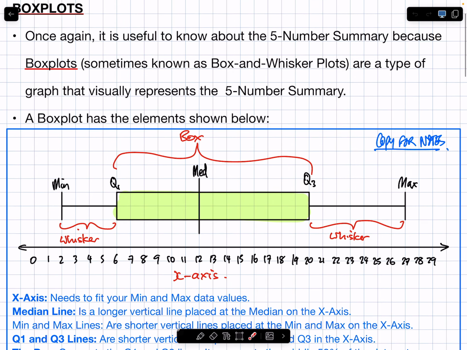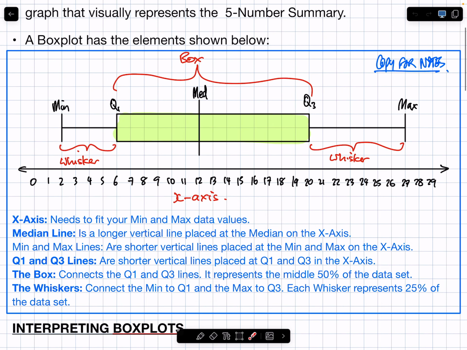Okay? A box plot has the elements below, so this is what you should copy for your notes. You just get the same idea of it. I don't need you to have the exact same scale. I just need you to show that there's a longer middle line, which represents the median, a rectangular box surrounding the median line. You have horizontal lines, which are the whiskers, and then you have shorter lines positioned over the min and the max.